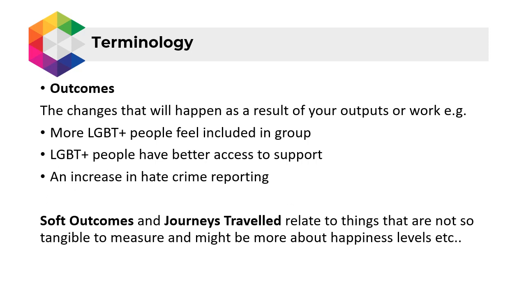So then we come to outcomes, which really simply are the changes that will happen as a result of your work. So actually, if you are running 5 consultation events and including people in project design, more LGBT people are going to feel included in your group, or LGBT people are going to have better access to support. It could be that one of the outcomes of your work is that there is an increase in hate crime reporting, which feels counterintuitive when you're trying to combat hate crime, but actually you are putting things in place through your activities and your outputs that mean that it's easier for people to report hate crime when it is going on. So actually that is a successful outcome.